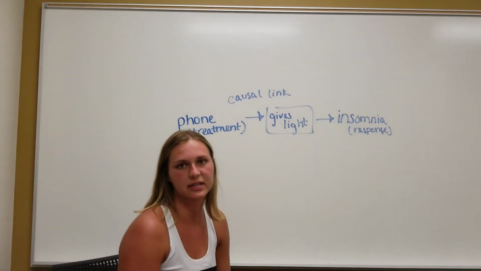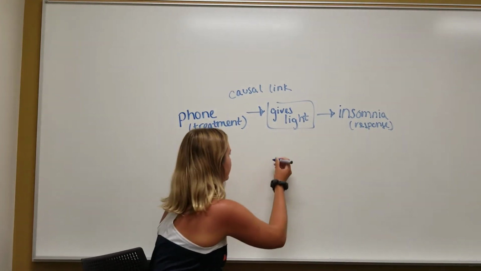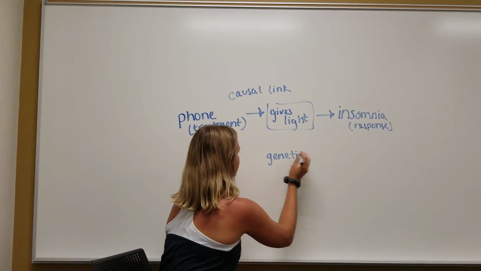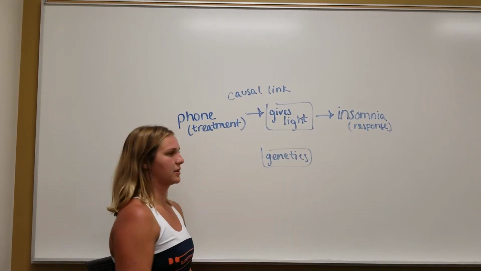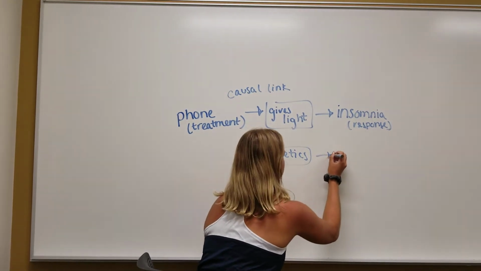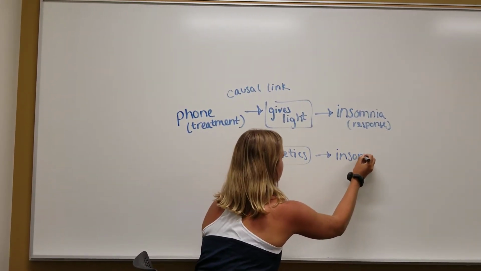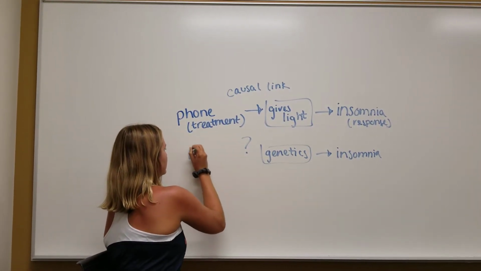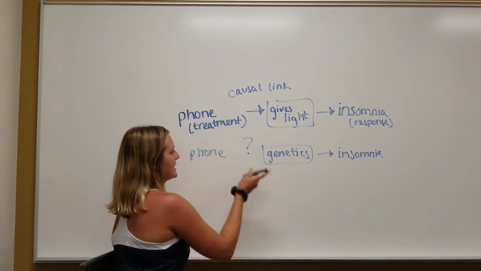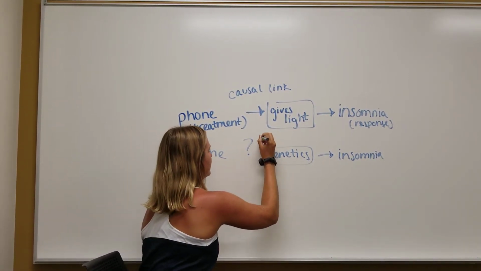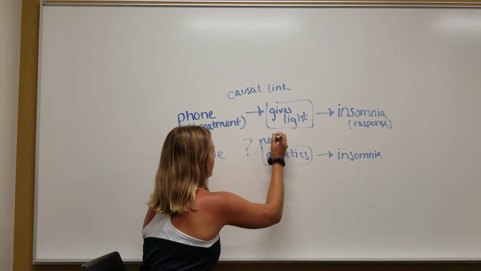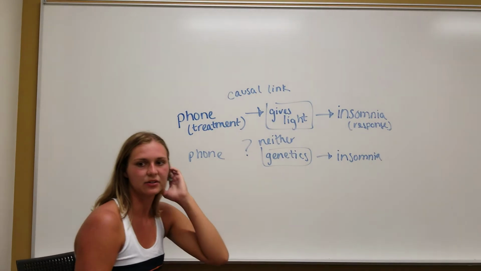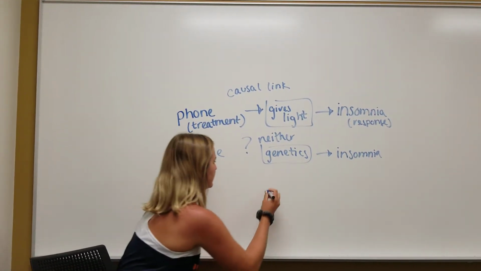And then if we're looking at genetics, we could use genetics as a factor, so that would go in the middle. We could say that genetics could increase someone's risk of insomnia. So that would be directly to insomnia, the response, but there's really nothing that relates to the phone. So in this case, the genetics would be neither a causal link nor a confounder.